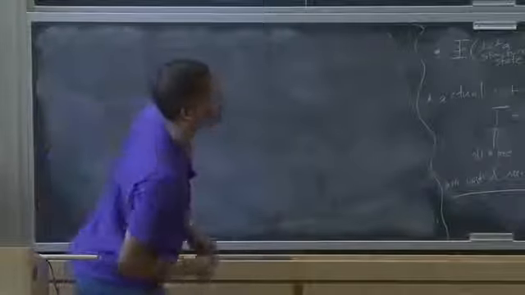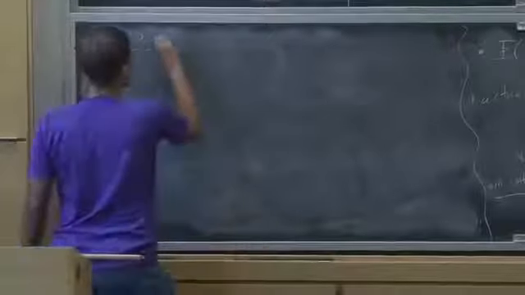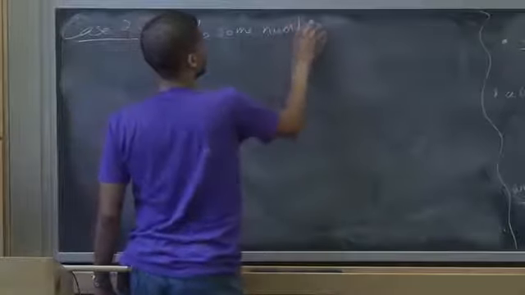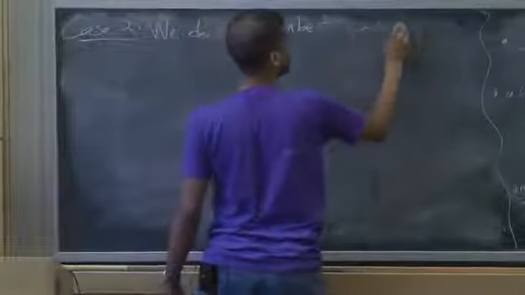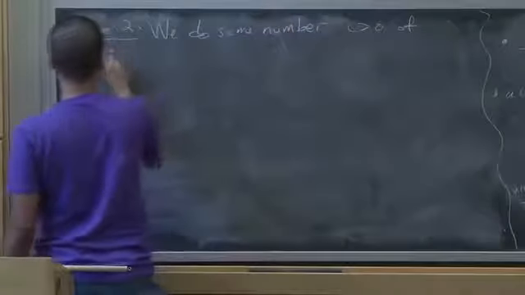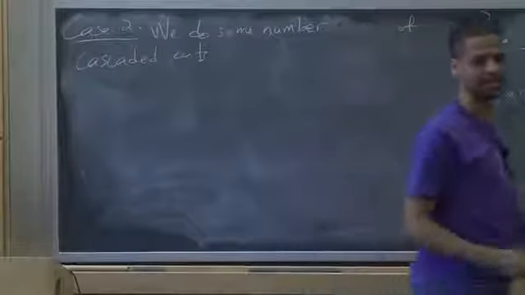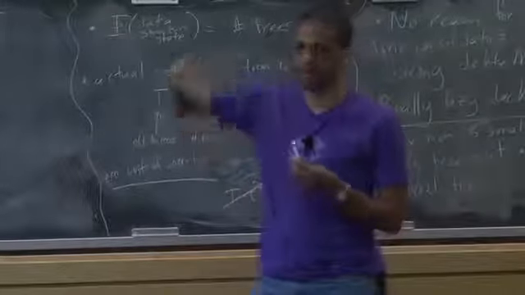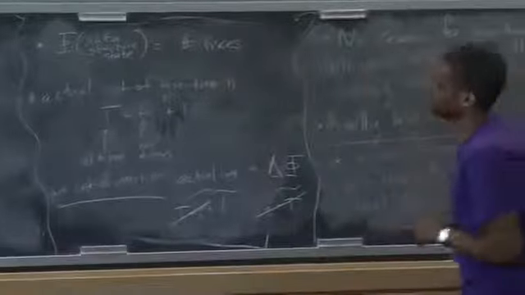Now case 2, is we do some number c bigger than 0 of cascaded cuts. I didn't really have to split it into cases like this now that I think about it. When I say we do c cascaded cuts, I mean we cut x out of the tree, and then because its parent was marked, we cut it out of its tree, and then its parent was marked. We do this c times. There are c levels of cuts that we do.